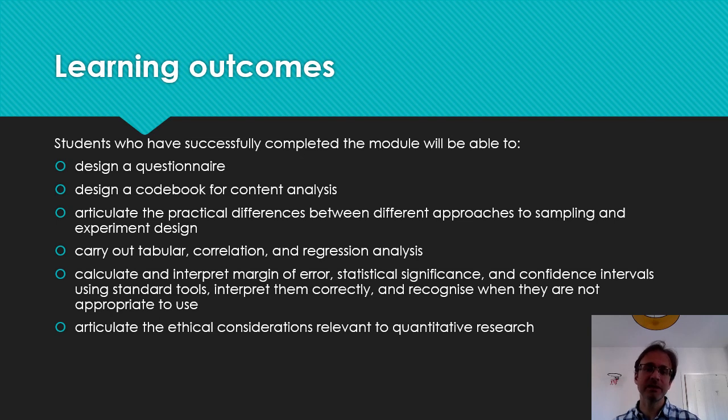When you have completed this module successfully, you'll be able to design a questionnaire, design a codebook for content analysis, articulate the practical differences between different approaches to sampling and experiment design, carry out tabular correlation and regression analysis. I know you don't know what those are yet. Calculate and interpret margin of error, statistical significance and confidence intervals using standard tools, interpret them correctly and recognize when they're not appropriate to use. Again, I know you don't know what those are yet, but you will learn. And you'll also be able to articulate the ethical considerations that are relevant to quantitative research.